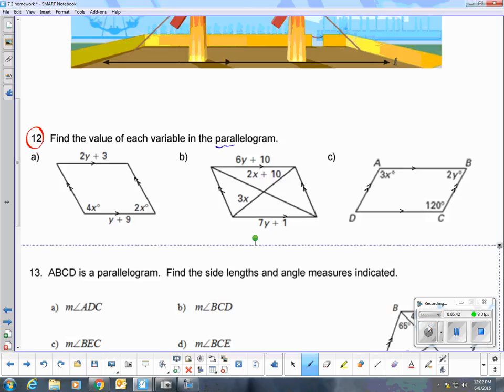Okay, once again, we're looking at a parallelogram, and what we know in a parallelogram is that opposite sides are congruent. So that means that this side of the parallelogram is equal to this side of the parallelogram. So I'm going to write an equation to help me to find y. 2y plus 3 is equal to y plus 9. Let's see if we can set up some space here to solve this.